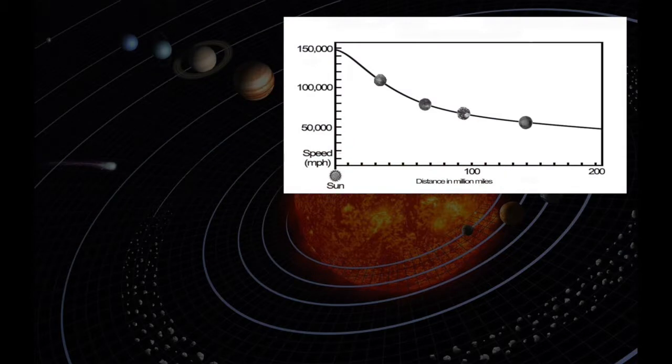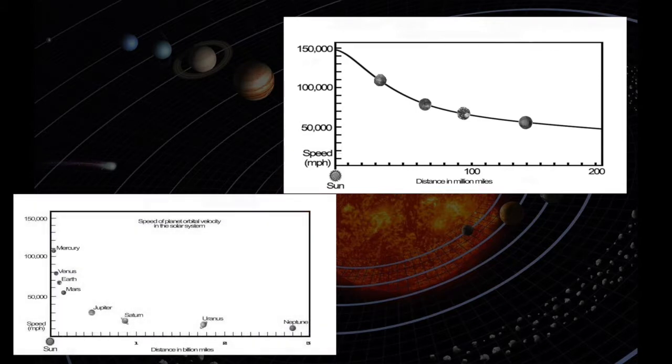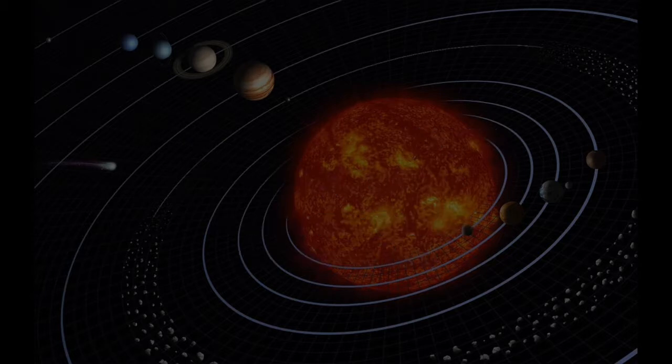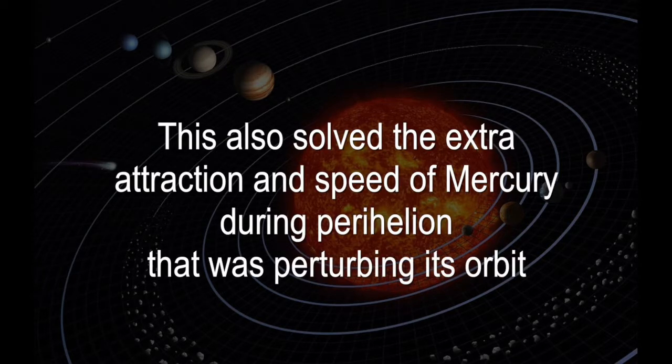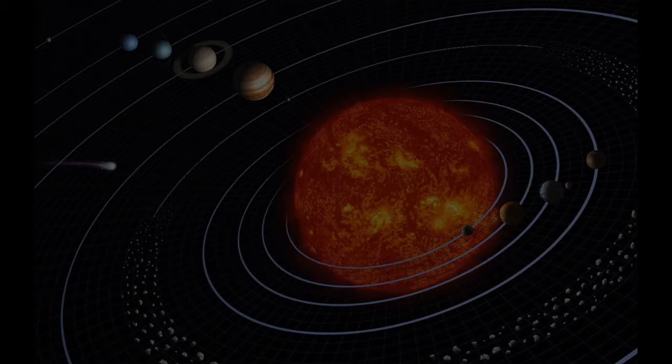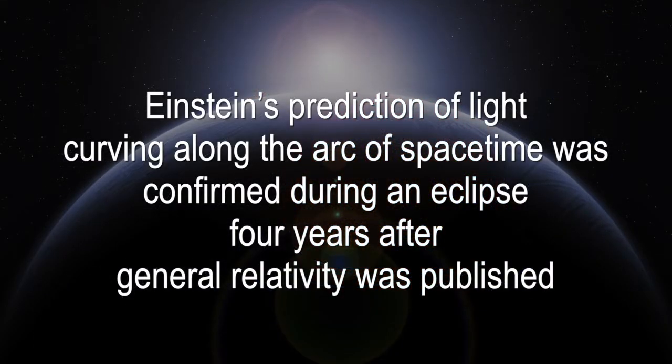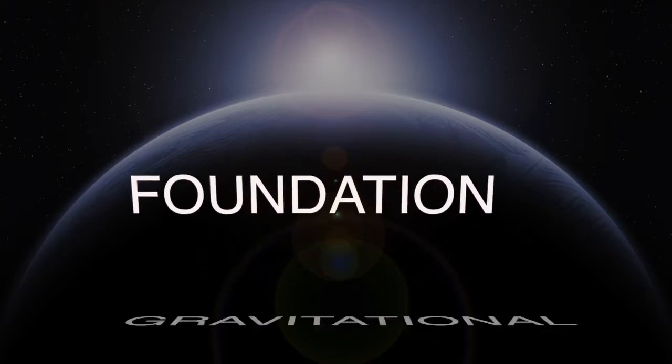He started with the answers to the problem, which was the data from our solar system. Then he developed his formula to reproduce the distances and velocities. This ensured his outcomes are always correct in our solar system and instances like it. This also solved the extra attraction and speed of Mercury during perihelion that was perturbing its orbit. Einstein's prediction of light curving along the arc of space-time was confirmed during an eclipse 4 years after general relativity was published. This cemented space-time in the foundation of gravitational theory.